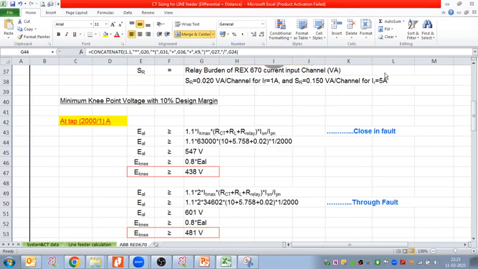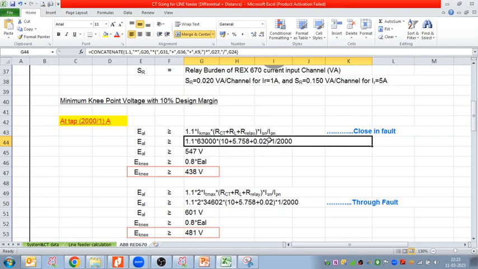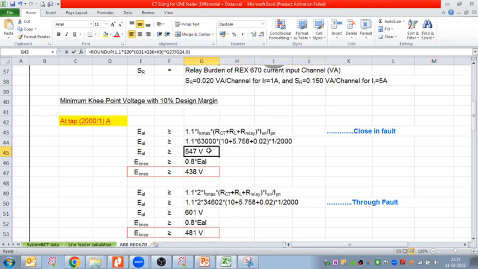Okay, so 10 plus 5.758 lead plus your relay resistance, multiplied by ISN, this much, 1 divided by 2000. So this much into 1 divided by 2000. So how much value is coming for the closing fault conditions? EL is 547, this much. I just multiplied all this. So solve this, it will come 547 voltage, right?